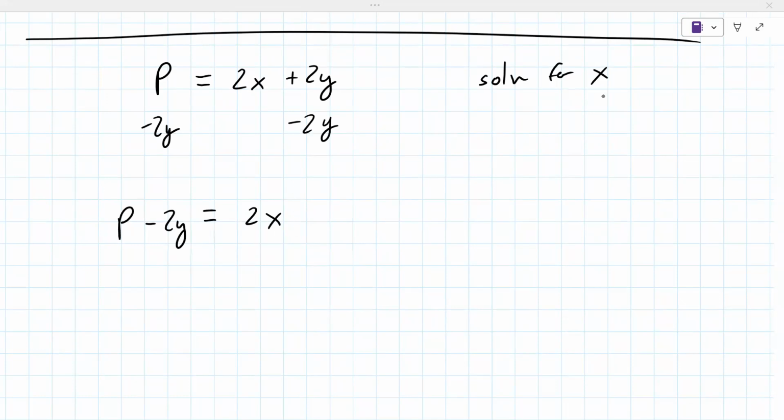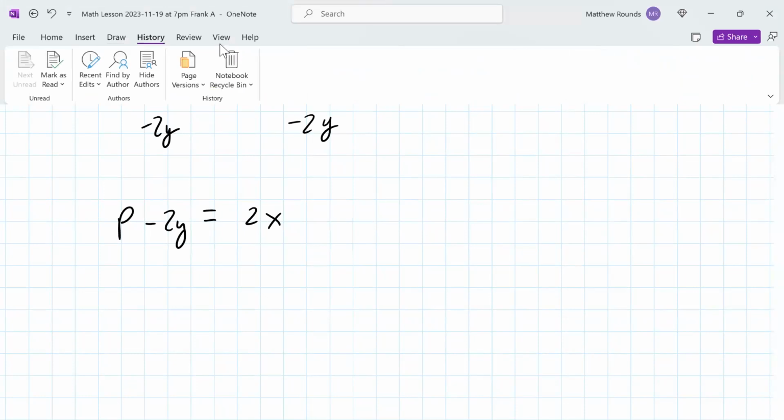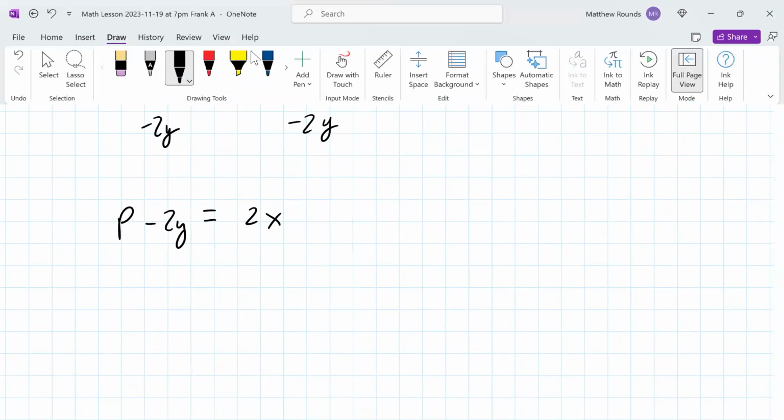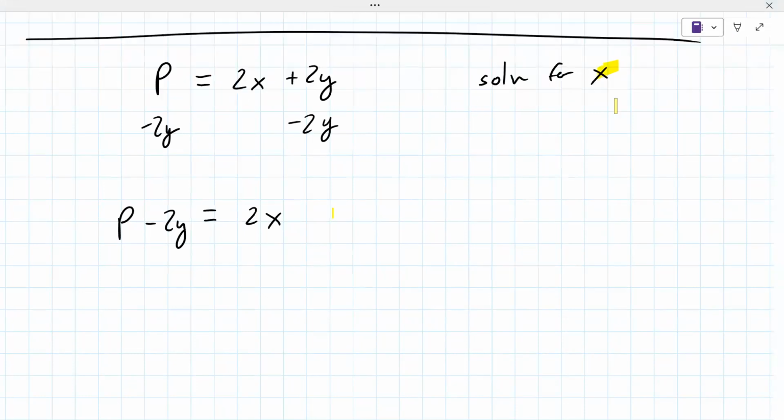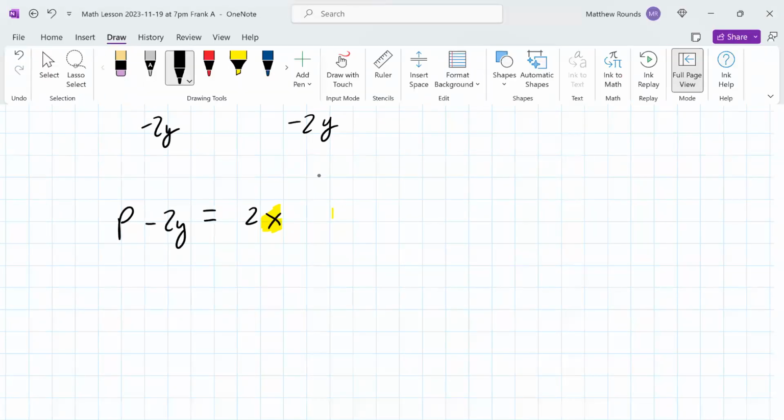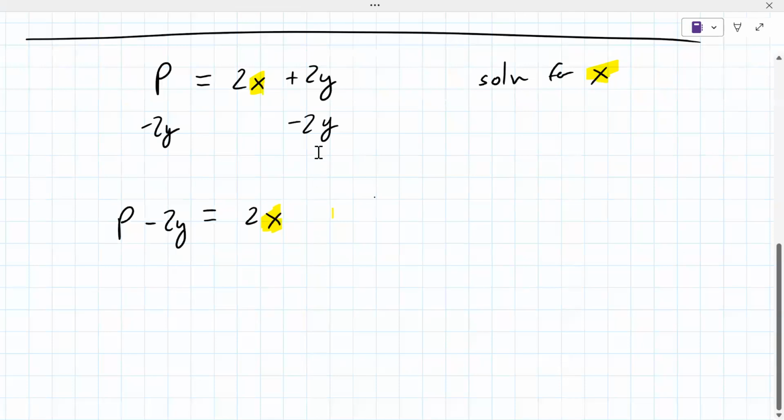When I get to x, it's always good to remind yourself what am I solving for. If you had a highlighter, the more you take school, the more you think, let me make sure I always know what I'm solving for. Okay, how do you undo the two in front? Division. Divide by two.